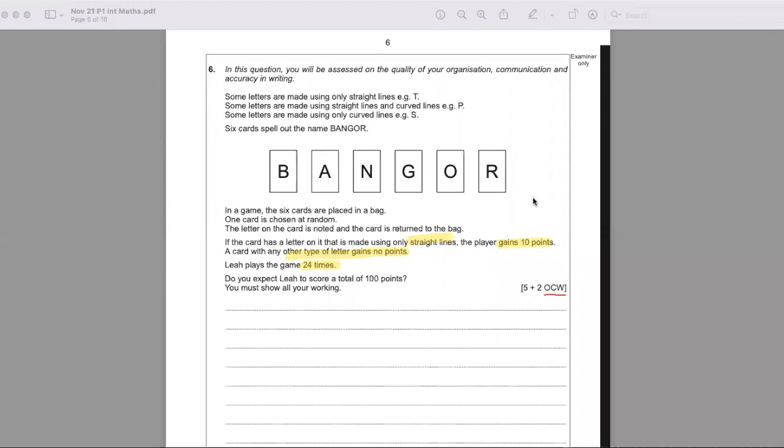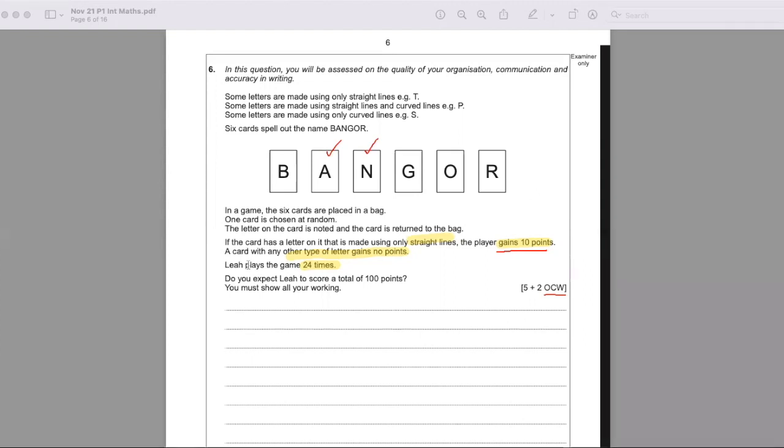So it seems very complicated and has a lot of marks there, but actually when you break down the question, it's not so bad. So they're telling you there are 6 letters there. Some of them are straight lines. So which one is a straight line? So this one will be a straight line and this one will be a straight line. Okay, G has a curve, or some of them are just curves, like O, for example. Now, we actually only focus on the ones that are only straight lines because the player will gain 10 points. Other types of letters gain no points.